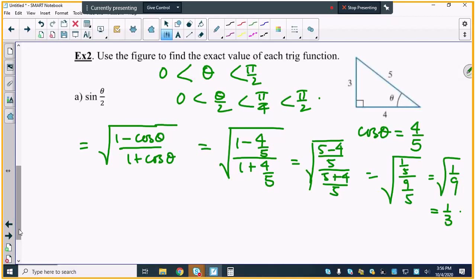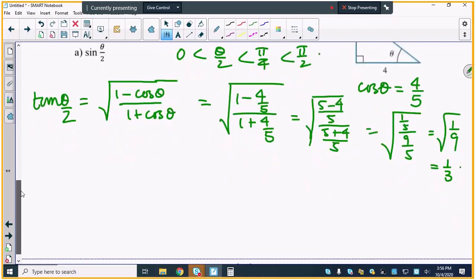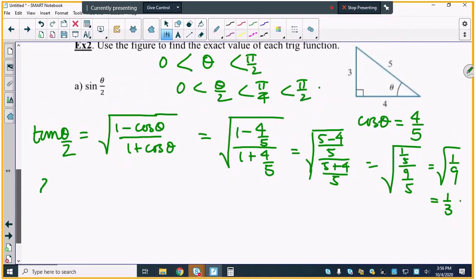So that is the required sine theta over 2. I did the tangent theta over 2. I'm so sorry, I wanted to do the tangent theta over 2. So sine theta over 2, I am in the first quadrant, so I'm positive. So the formula is a little different. It is the square root of (1 minus cosine theta) over 2.